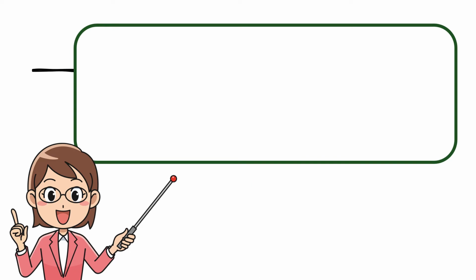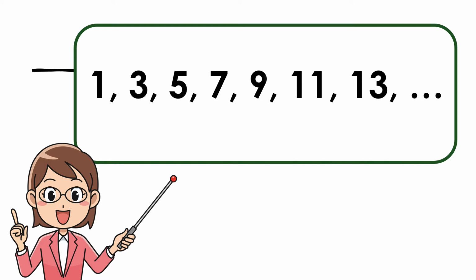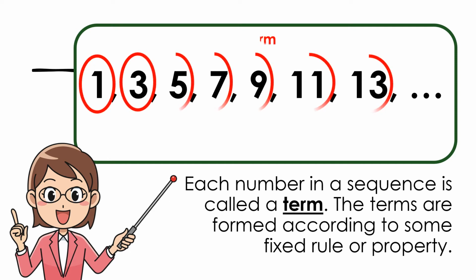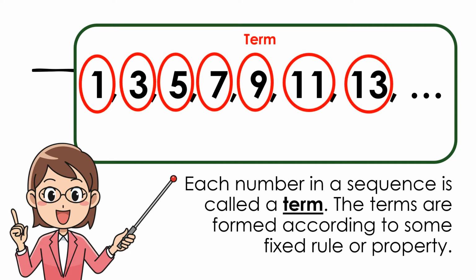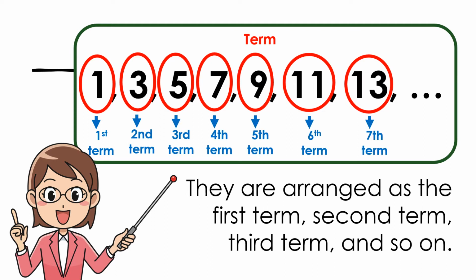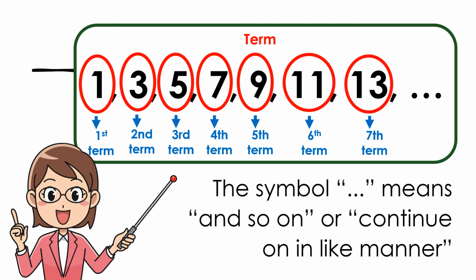Let us have some illustration and an example of a sequence. Each number in the sequence is called a term. The term is formed according to some fixed rule or property. They are arranged as the first term, second term, third term, and so on. The symbol ... is called an ellipsis, which means and so on or to continue in like manner.